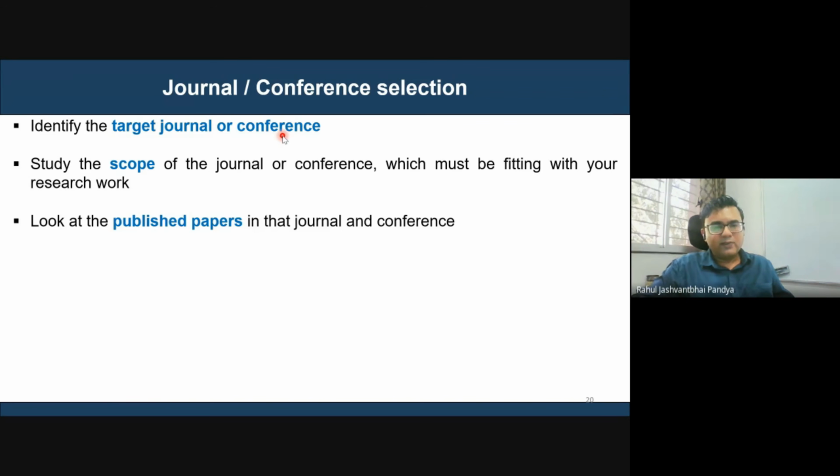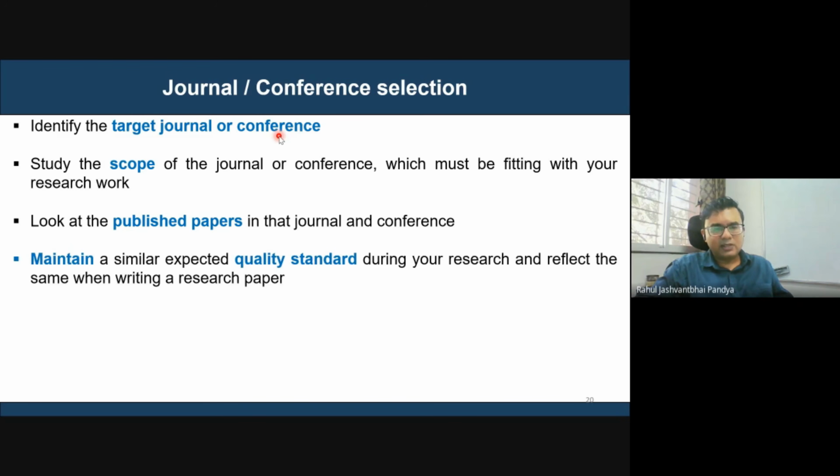So in that way they define the scope, and they look at the published papers in that particular journal or conference, right? So let's say Globecom, or maybe any standard journal or conference in your field. So they'll look at the existing papers in that, and then they'll try to understand and execute that research, maintaining a similar quality standard, even during the research execution, even during writing the research paper, right?